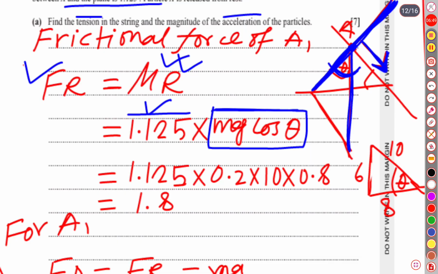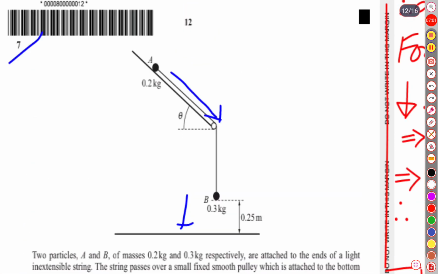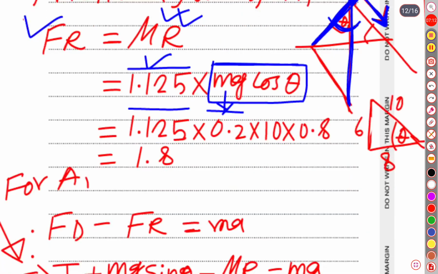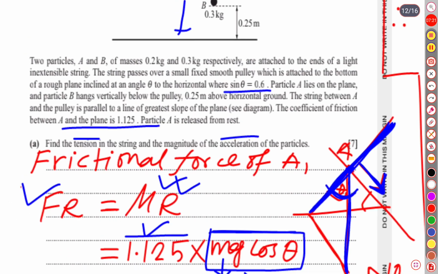Okay, so mg cos theta, 1.125 into the mass of the particle, which is 0.2. We can see from here it is written, this is 0.2. Then g, acceleration due to gravity, we know is 10. Cos theta is equal to 0.8. Now 0.8 is not given actually. Let us see the sine theta. It is given sine theta is 0.6.